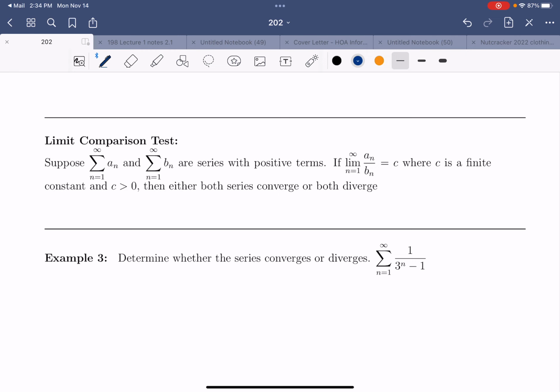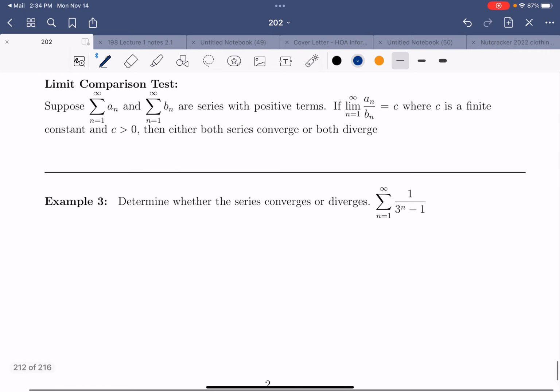They're either going to both converge or they're going to both diverge. And that way you don't have to worry about which one's larger or smaller. So limit comparison test is always better than the comparison test, if you can make it work. Sometimes there are cases where comparison test is better, but almost always limit comparison test is going to win. So when in doubt, use limit comparison test.